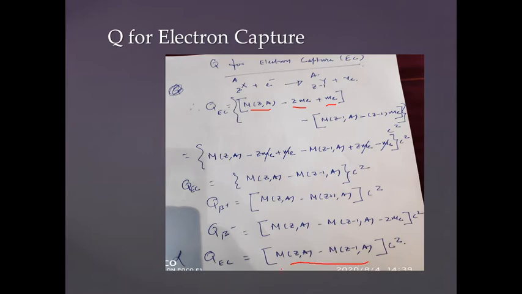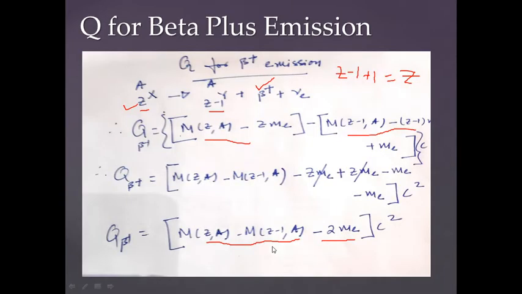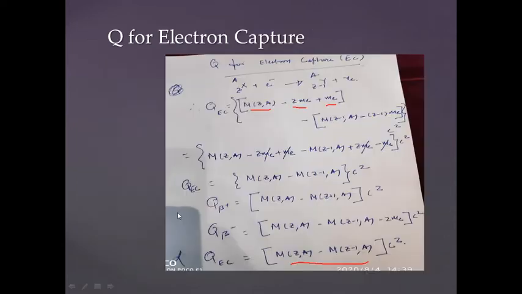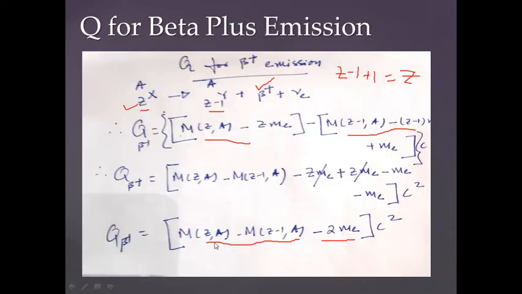I want you to pay attention to this. This is just the difference between initial mass, the parent and the daughter, while in the earlier case it is the difference of the parent, daughter and minus 2me. So what happens now is I want you to focus on this equation, which is the difference between the parent and the daughter, and this is the difference between parent and the daughter and minus 2me.